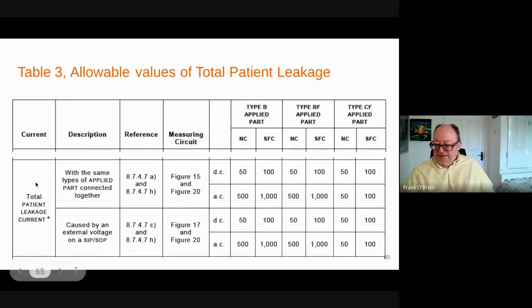This is still table 3, total patient leakage. So in the case of single fault, they double. Is that right? So this should be, say AC, this should be 100, 500. Yeah, in the case of single fault, they double. In the case of normal, it's 5 times the single applied part limit. But with single fault, if you were 5 times the single fault limit, because it was 5 applied parts, for example, you'd run into trouble. Okay.